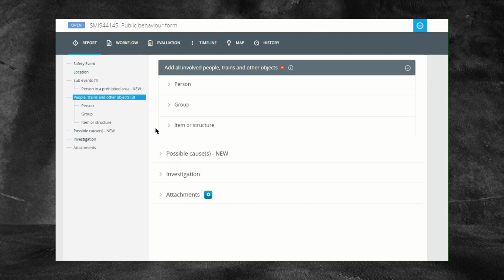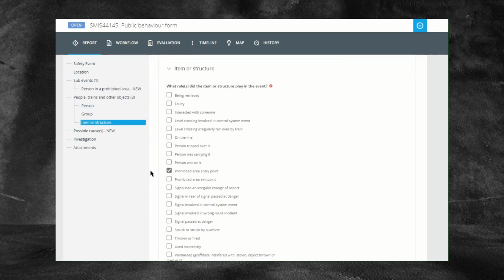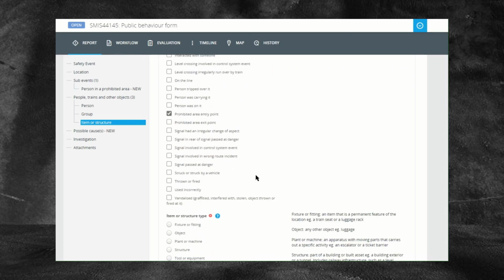And lastly, we have item or structure. This is where sometimes you might need to add the entry and exit points. So say for the earlier example where you were asked to add the station platform as the access point via the red bar guidance on the main sub-event. So you would add item or structure. You then have the options here to say prohibited area entry point if it was the entry point, or prohibited area exit point if it was the exit point.